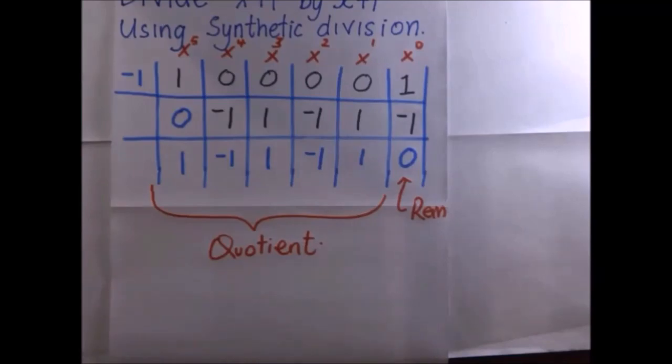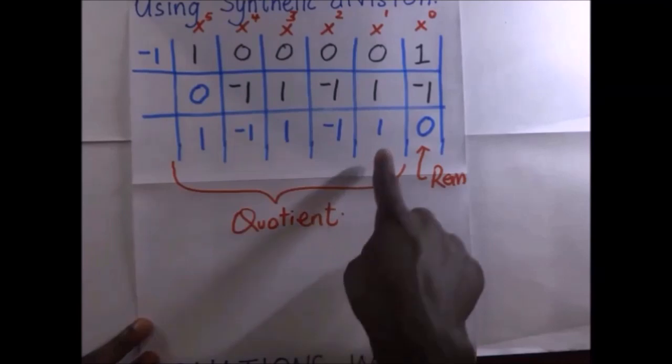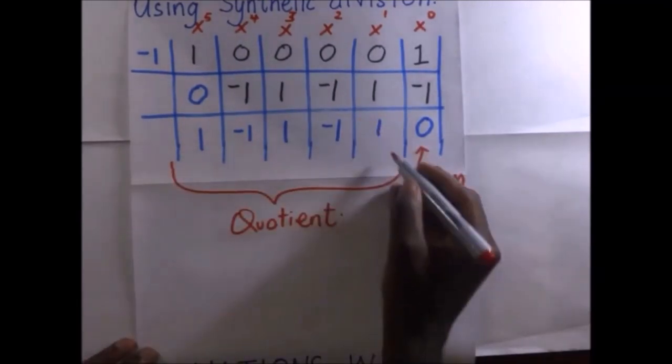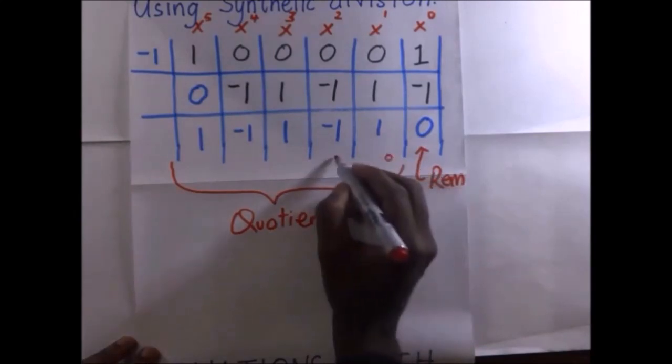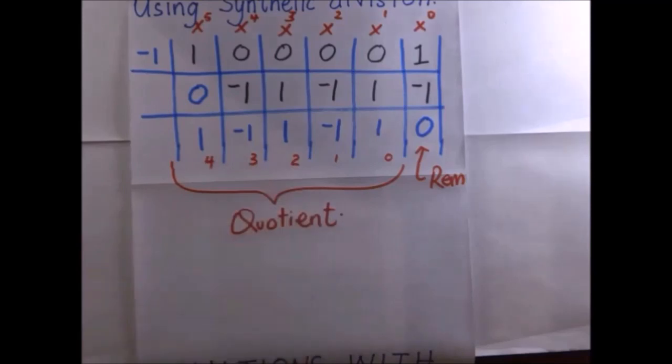Now for our quotient, the powers of x are labeled counting from here, 0 going that way. So the powers of x for this are going to be 0, 1, power 2, power 3, power 4.